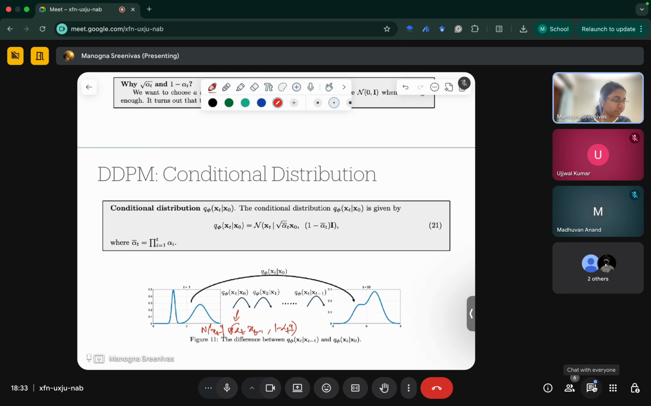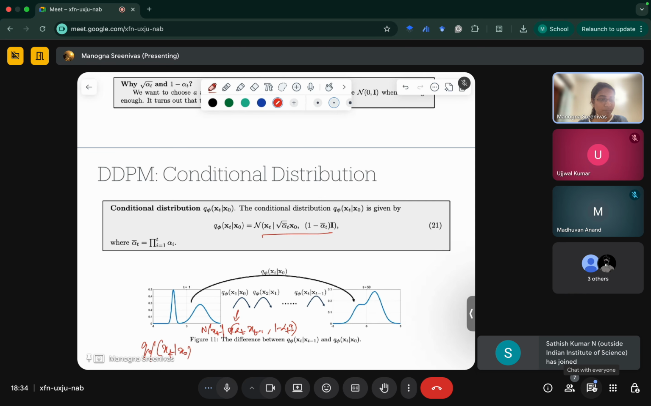So we know this, and from this can we compute what q phi of xt given x0 is. It turns out to be this: square root of alpha t bar times x0, with variance 1 minus alpha t bar times the identity matrix, where alpha t bar is the product of the intermediate schedules alpha 1, alpha 2, and so on until time step t. So they look very similar, but they're not exactly the same.